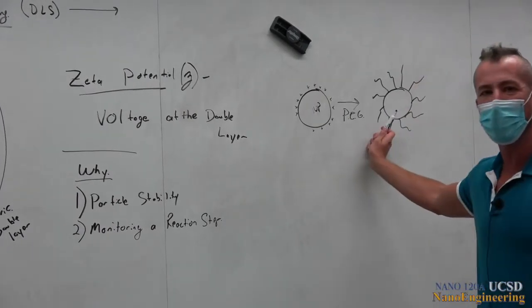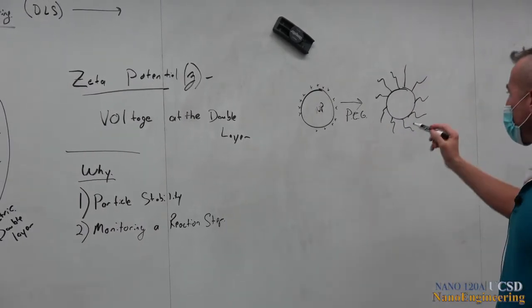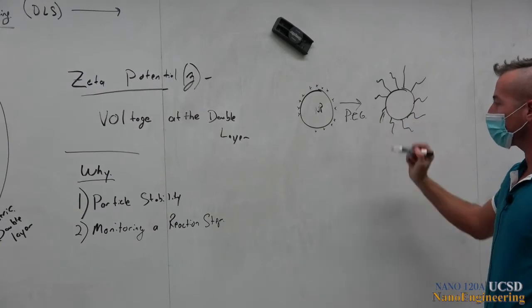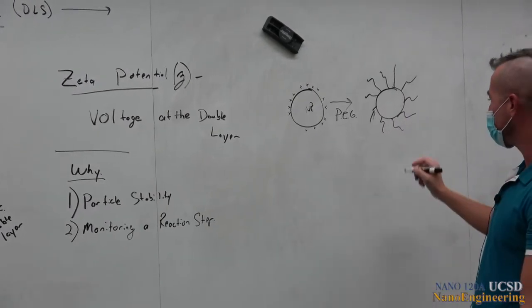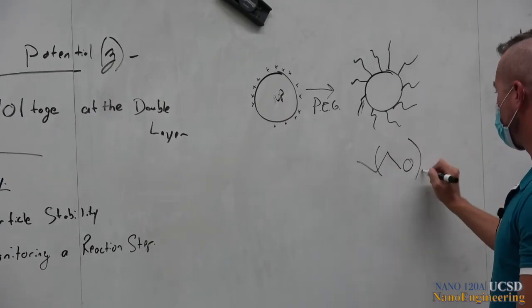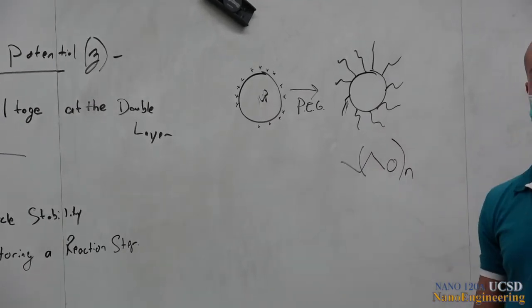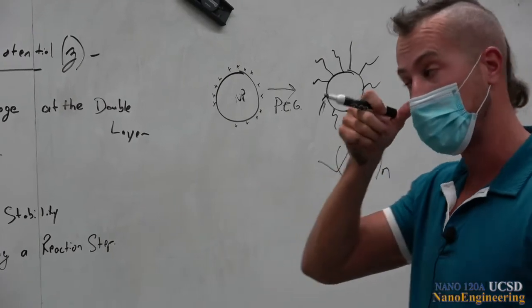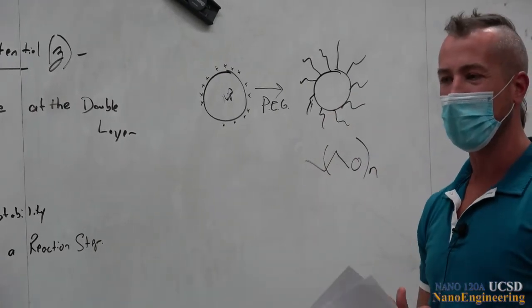You're going to put this in the electron microscope? That's not going to work. I mean, do you think polyethylene glycol has much electron density? It's carbon and oxygen repeating. Does that have much electron density? No. So you can't really do electron microscopy.